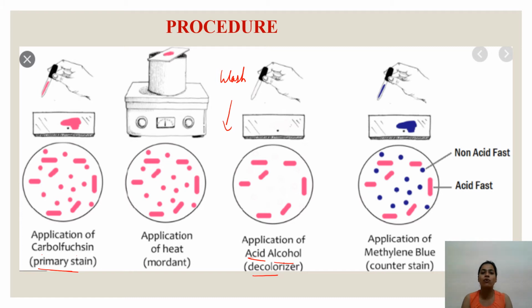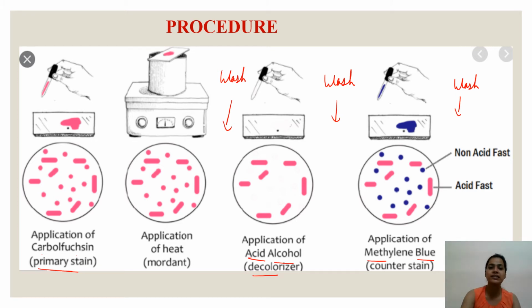This decolorizer will try to remove the primary stain from the bacteria or from our slide. Then again we give a washing step, and later on we add our counter stain, that is methylene blue. Then again we do a washing step so that the excess stain is removed. We dry the slide and then observe it under the oil immersion microscope. So this is the general stepwise procedure of acid fast staining.